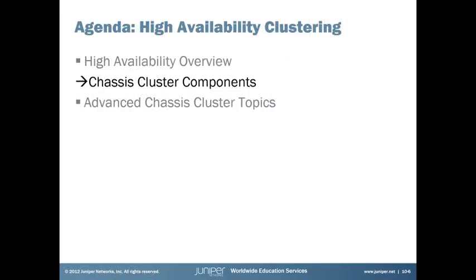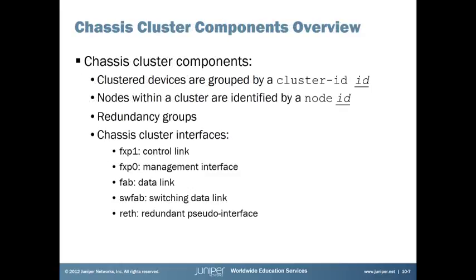Alright, so let's look at the components of our cluster. There's a few things that we need to look at, a few things we need to configure and set up so this will work. We have got clustered devices. They're grouped by a cluster ID. So every cluster has got an ID. The nodes within a cluster are identified by a node ID. And we create these things called redundancy groups. I'm going to come back to that concept of redundancy groups. A redundancy group is not the same thing as a cluster. Okay? A cluster is two devices configured as a chassis cluster, but a redundancy group, we'll get back to that. I just want to kind of leave that concept for now. We'll come back to what these things are and how they work.